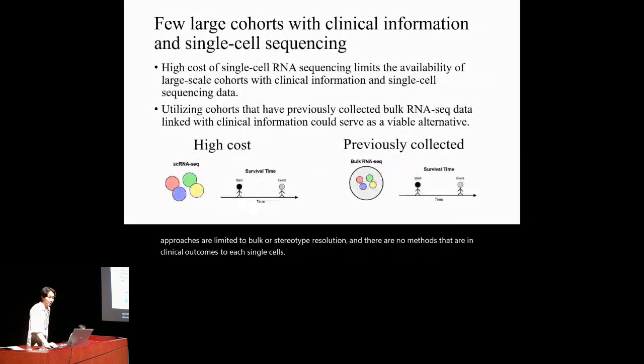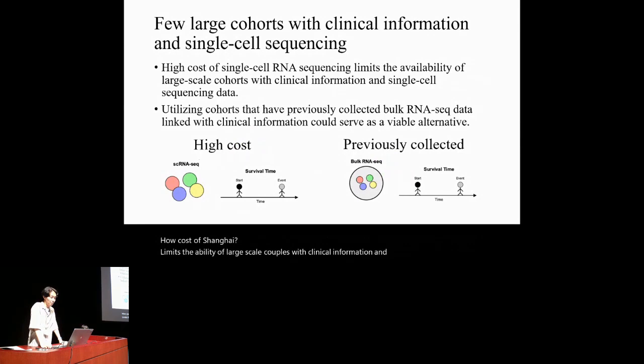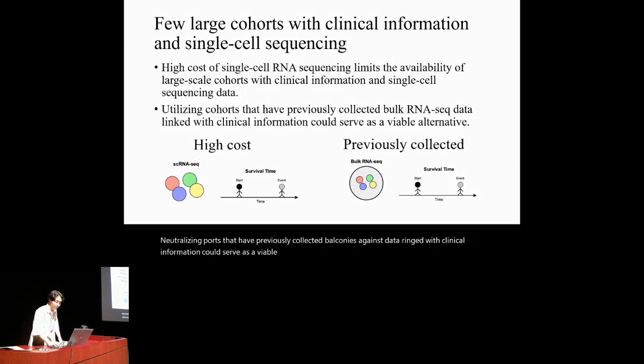The cost of single-cell RNA sequencing limits the ability to build large-scale cohorts with clinical information and single-cell sequence data. Utilizing cohorts that have previously collected bulk RNA sequence data linked with clinical information could serve as a viable alternative.